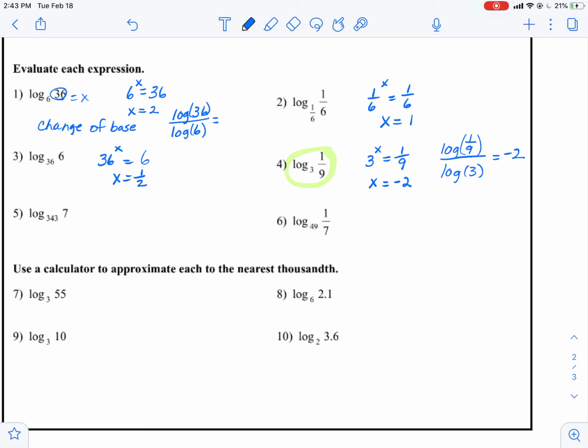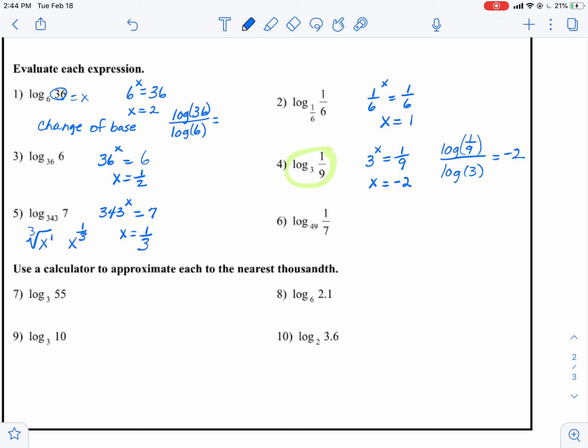Our next one, okay, 343 to what power would be 7? And what would that be? The cube root of, okay, so 7 times 7 is 49, 49 times 7 is 343, so x would be to the 1/3 power. Okay, 1/3, or the cube root of. Remember, cube root is x to the 1/3.